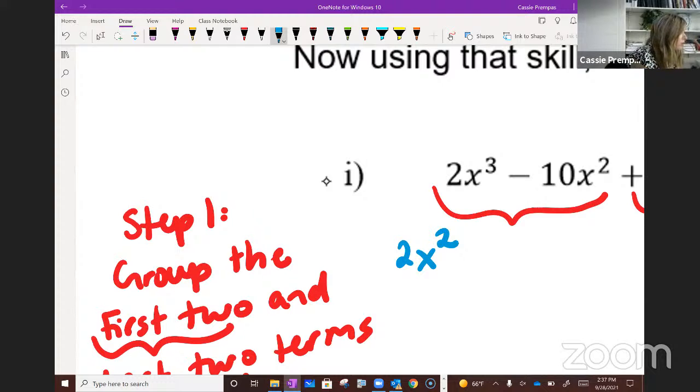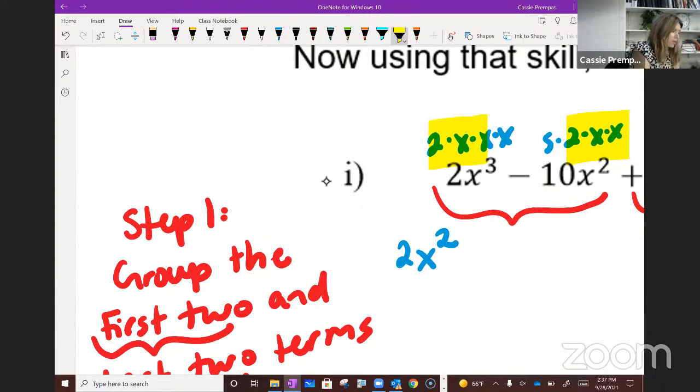And remember, if you weren't sure, you could always break it down. They both share, yep, 2 and then x times x. So I can break that down. I can see they share this, so I'm going to take it out front. But then when I break it down, I want to make sure to write down what's left. So out of the first one, it would be x, and out of the second one, it would be -5.